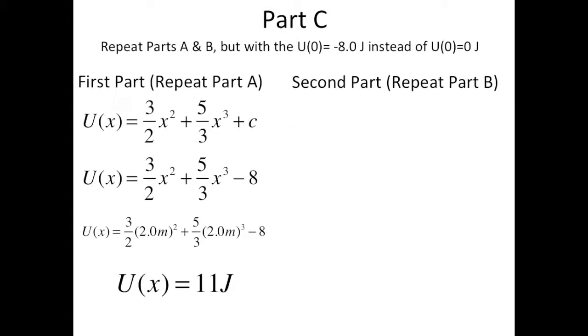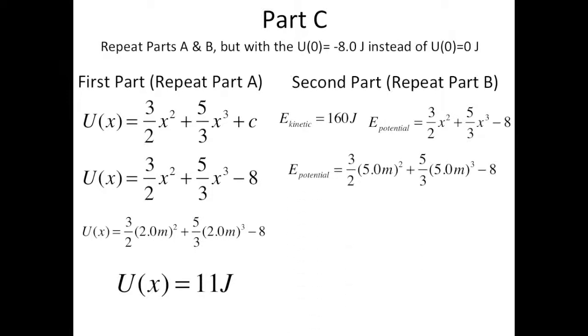So for the second part, we are going to repeat part B and solve for the final velocity as it's passing through the origin. Here, the kinetic energy is the same. We're looking for the mechanical energy of the system, and the kinetic energy is going to stay the same. However, the potential energy changes when we change the initial value when the displacement is 0. So we plug in 5 meters, as that's our starting x, and we calculate a potential energy of 238 joules.